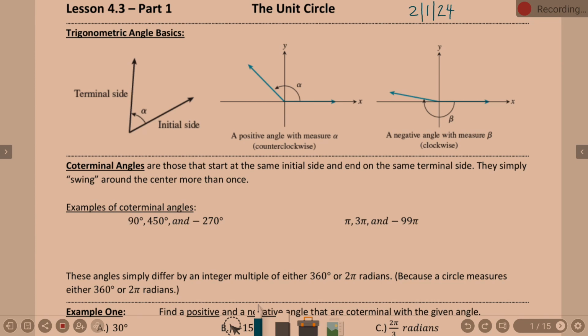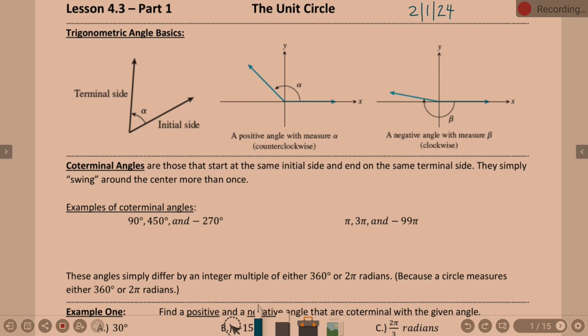Okay, vocab: coterminal angles. I don't think we use that vocabulary a lot, but we need to know what it means because we use the understanding of it. Coterminal angles are those that start at the same initial side and end on the same terminal side, but they maybe swing around the center more than once. Maybe they go opposite directions to get to that terminal side. Basically they start at 0, that's your initial side, and then they end in the same place. It's just that they might do different things to get there.